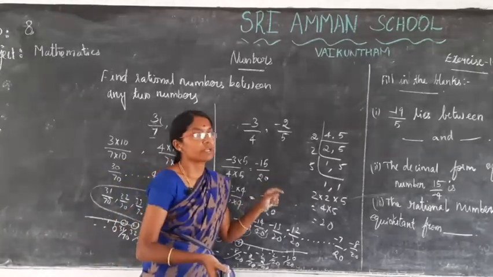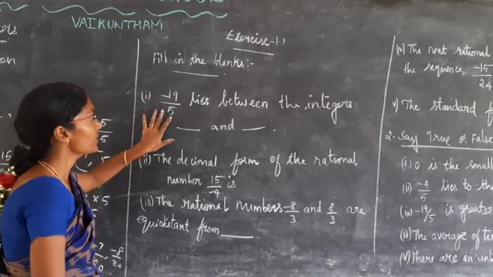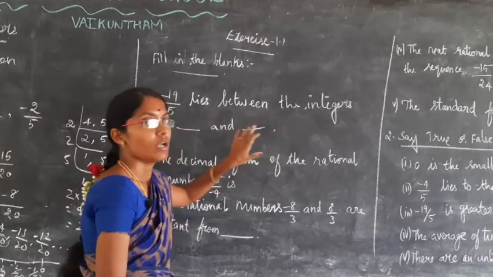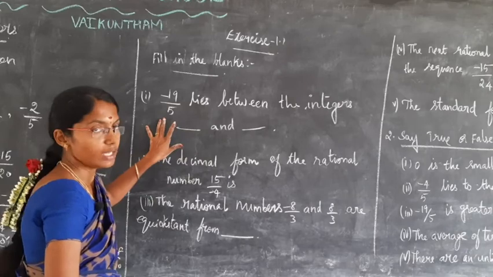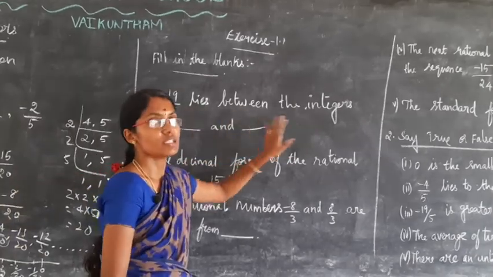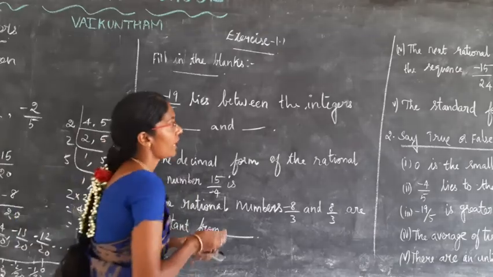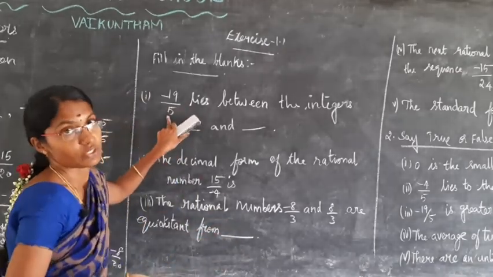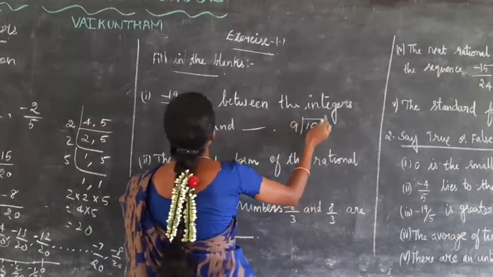Okay, so next is 1.1, fill in the blanks. So see here, read the question. Minus 19 by 5 lies between the integers which ones? Dash and dash. So minus 19 by 5 lies between the integers dash and dash. So how will you find? First write down that this is an improper fraction. So you can easily find the value.